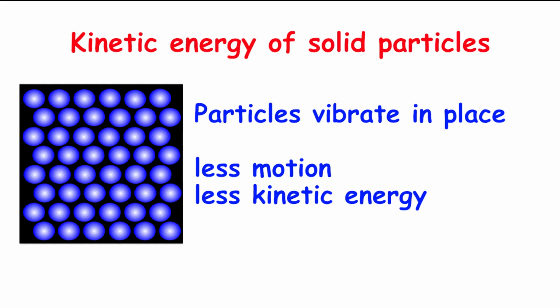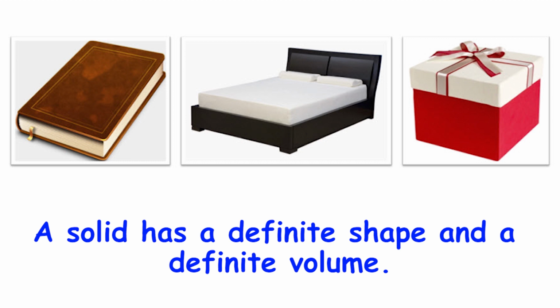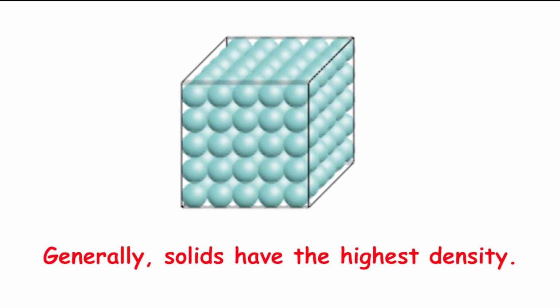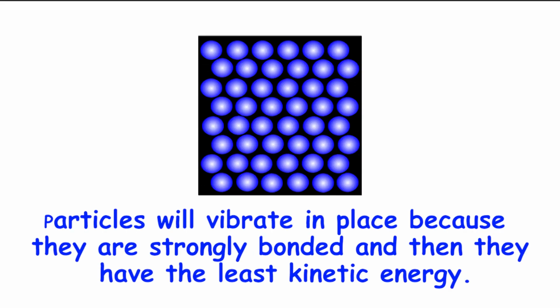Already we know that kinetic energy is related to motion. As these particles are vibrating in place, there's less motion and then less kinetic energy. To sum up, solids have a definite shape and definite volume. Generally, they are the densest state of matter. Particles vibrate in place because they are strongly bound, and then they have the least kinetic energy.